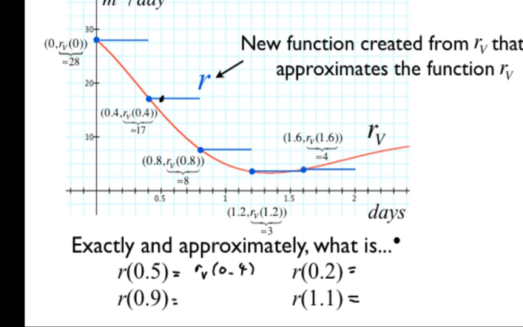R of 0.5 is the y value on that horizontal blue bar. It's the y value of this point right here. And what is that y value? Where does that come from? All of these y values are what? R sub v of 0.4. Okay, if you're shaky on this, talk this out with somebody. This needs to make perfect sense.